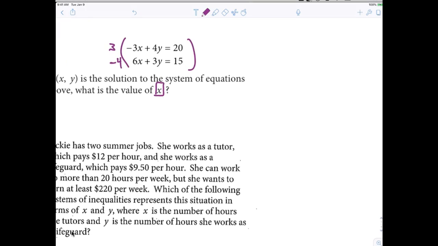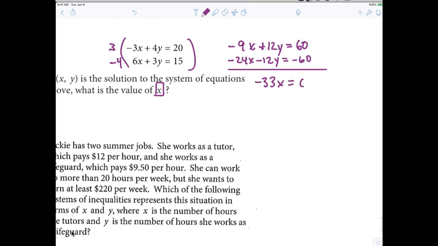All right, so now when I distribute the 3, I end up with -9x plus 12y equals 60. And -24x minus 12y equals -60, which I thought was really good for me. The reason is because -33x is equal to what? 0. So I knew then x had to be what? 0. X is 0.